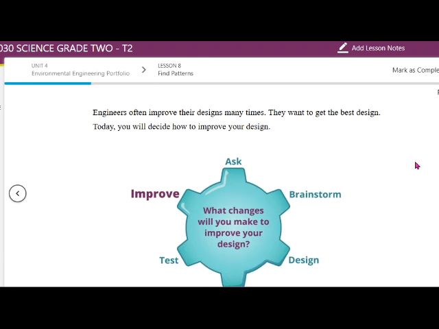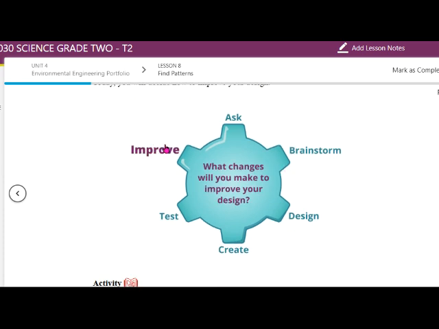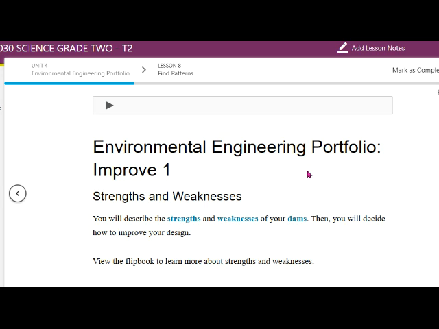Engineers often improve their designs many times. They want to get the best design. Today, you will decide how to improve your design. So look, we're right here on the last step. You will describe the strengths and weaknesses of your dams. Then you will decide how to improve your design.